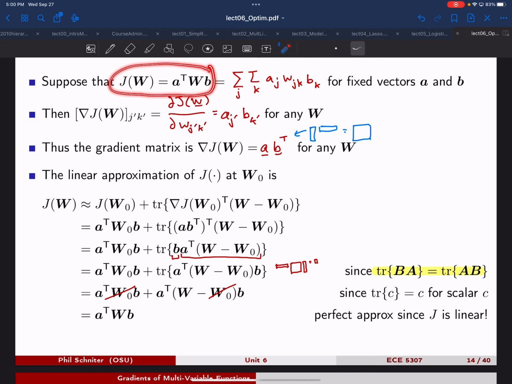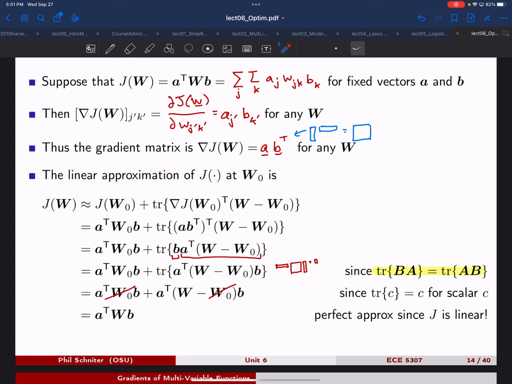So why is that? Is it surprising that when we did the first order approximation, or the linear approximation, we got the same thing? Does it make sense or not? It does make sense because this is a linear function of W. So when you do a linear approximation of a linear function, you just get the same thing. If this had nonlinearities in it, linear approximation would get rid of them. But this is just linear to start with. So after all this work, we just get back to the original thing.